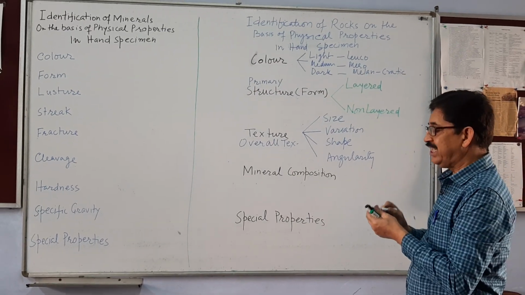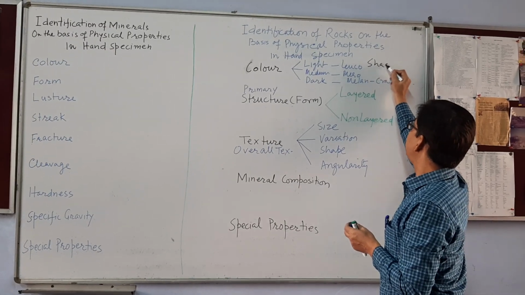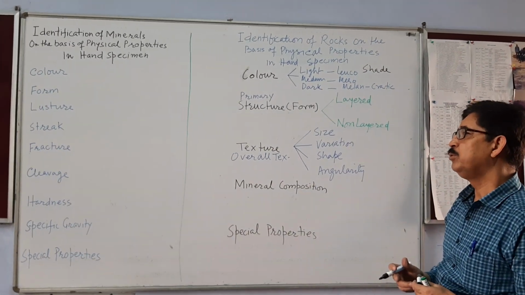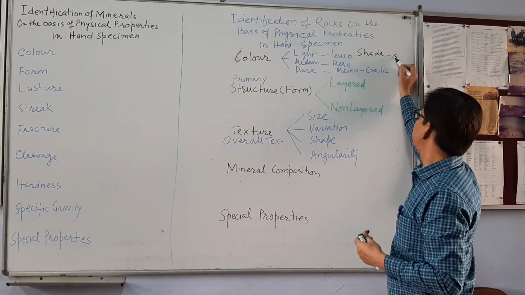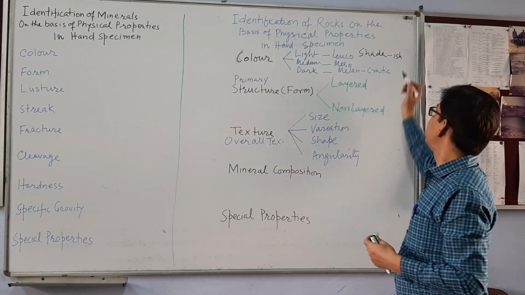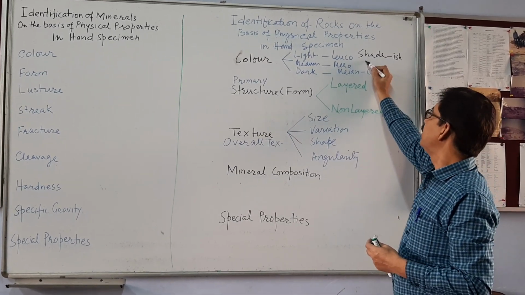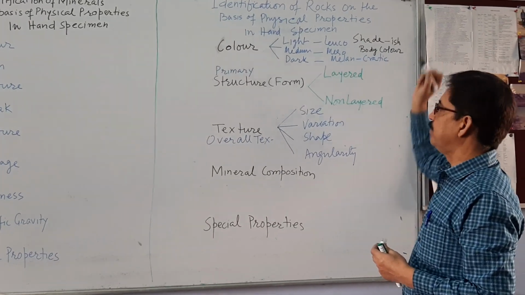Then what kind of shade it is having. Sometimes you may have pinkish shade, sometimes you may have greyish shade, sometimes you may have greenish shade. So you have to put the shade first by putting the word ish as suffix, and then the body color. Whatever body color you are seeing of that rock, that can be written.